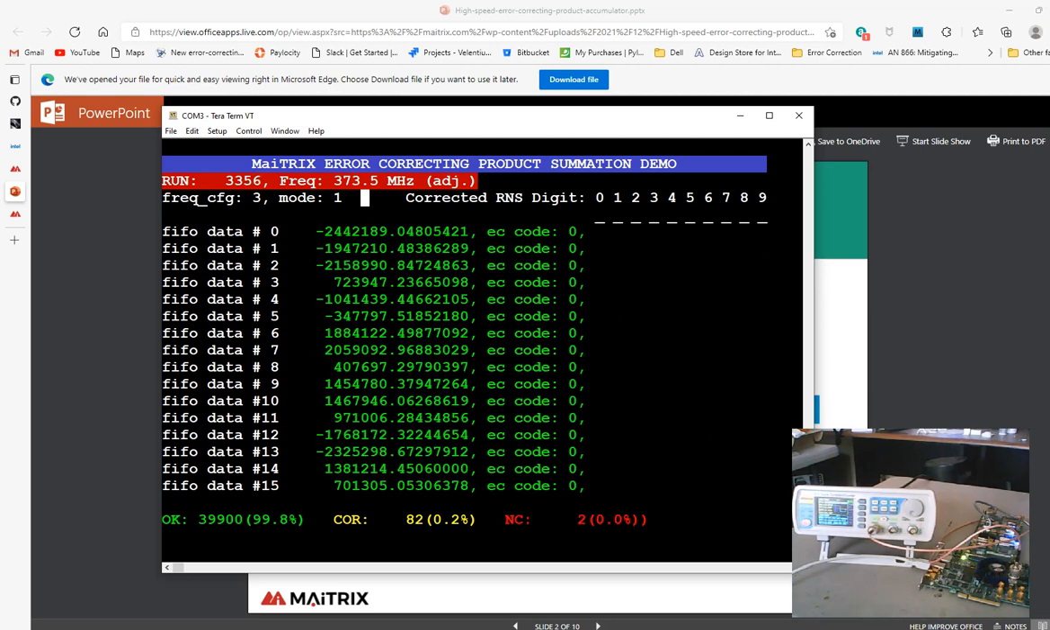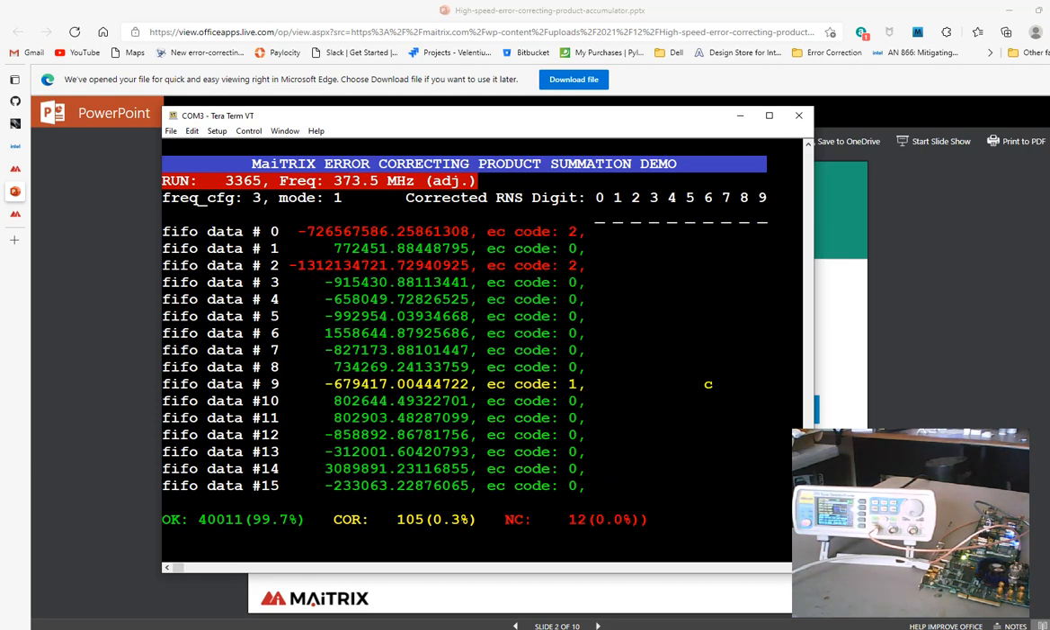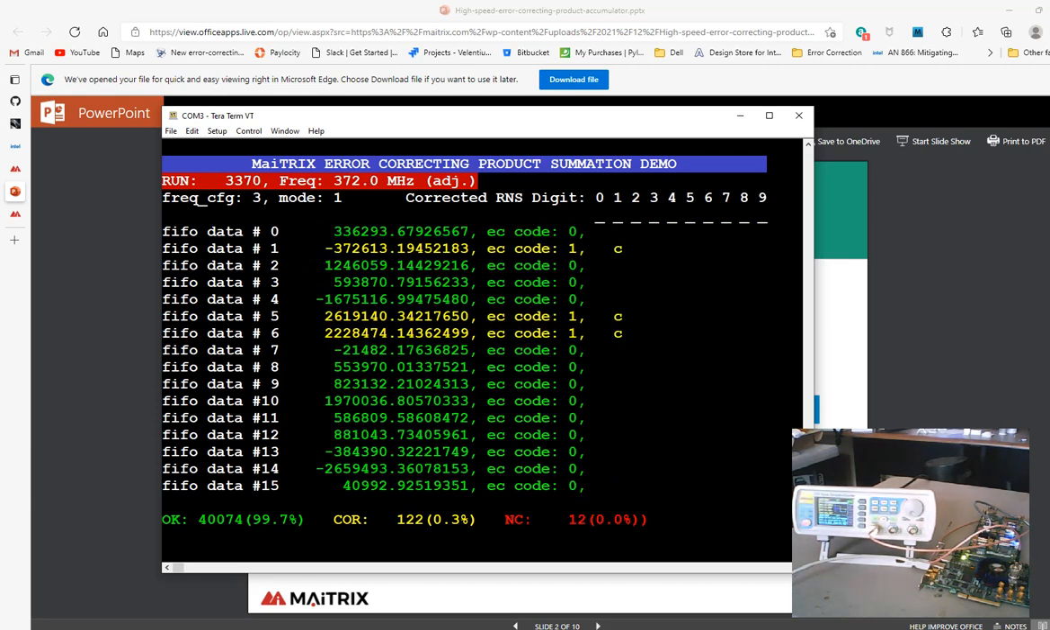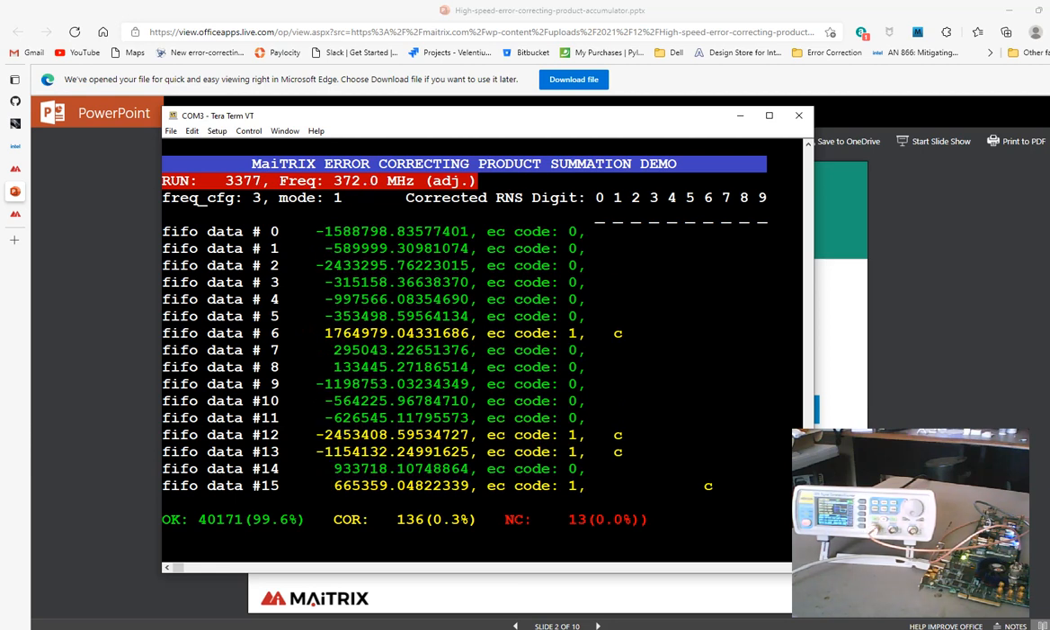If you see a value show up in red, that value is not correct, and the error correction unit was not able to correct the arithmetic. And generally the reason for that is there's more than one digit that was incorrect in that calculation. In this particular system we have 10 RNS digits, and that's why you see the corrected RNS digits 0 through 9, and we're showing that.